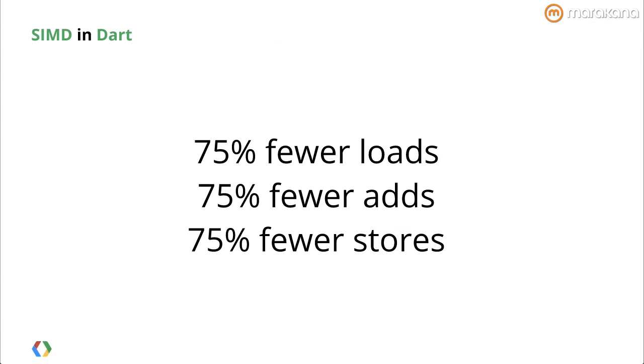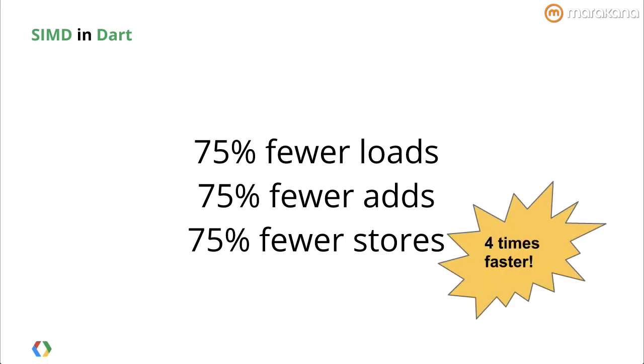So in this case, we end up executing 75% fewer loads, 75% fewer adds, and 75% fewer stores. Drastic cut, and we end up running four times faster. Minimal change in your code, and the new features in the Dart VM will make these algorithms run significantly faster.